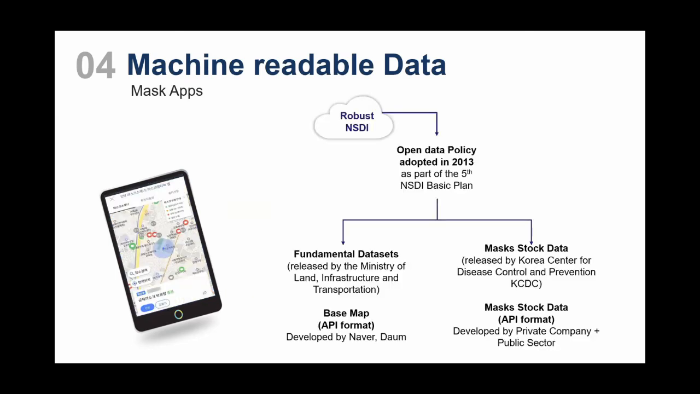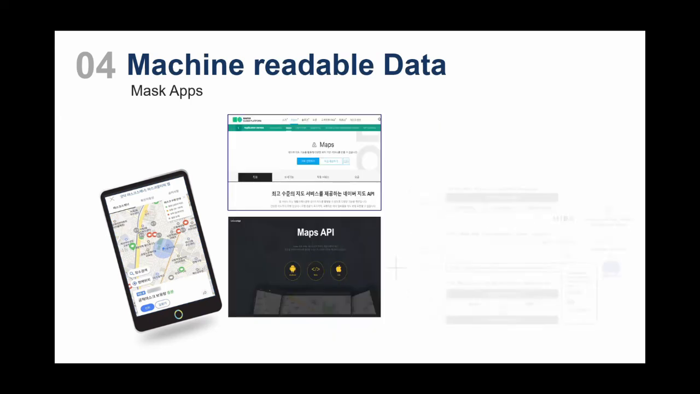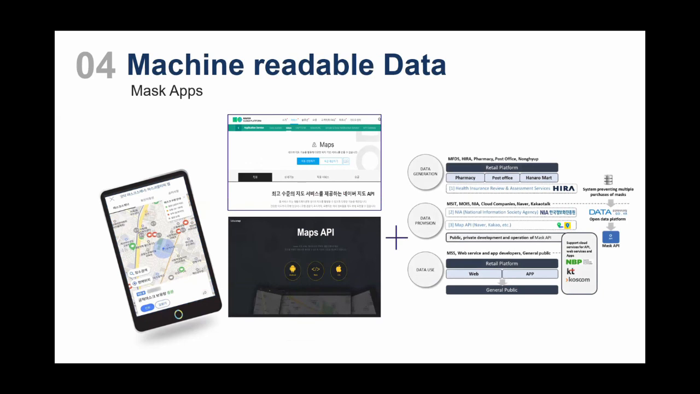But the Mask Stock app is a little bit different because we have the Mask Stock app as an API format developed by the private company and public sector. They could just use the API base map and also the Mask Stock API map from the Open Data Platform website.